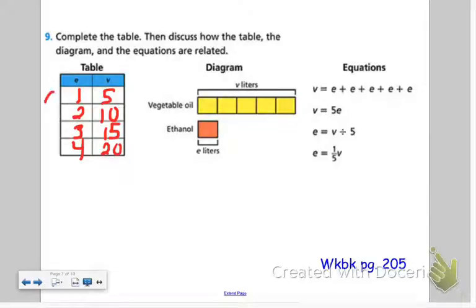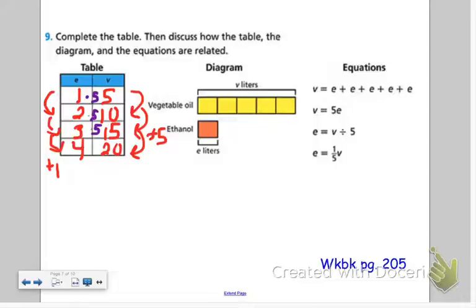Basically, you can see each time here, I'm increasing it by 1. And over here, each time, I'm increasing it by 5. So this side I'm adding 1, this side I'm adding 5. Or, think of it this way. Let me get a different color here so you can see this. 1 times 5 gives you 5. 2 times 5 gives you 10. 3 times 5 gives you 15. Do you see what's happening here? You've got a unit rate that is repeating, a constant rate. It was 5 liters of vegetable oil to every 1 liter of ethanol. So 5 liters of vegetable oil per liter of ethanol.